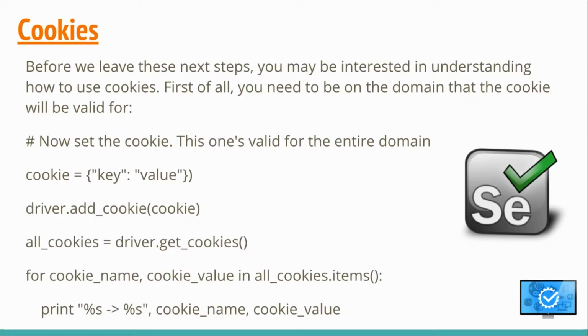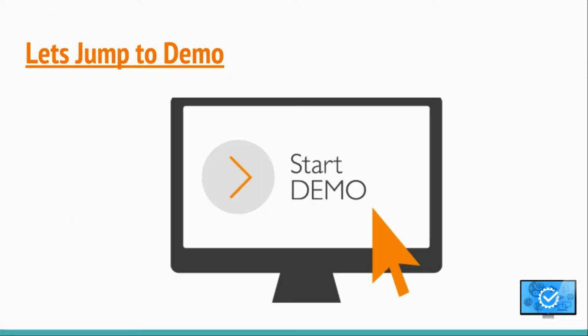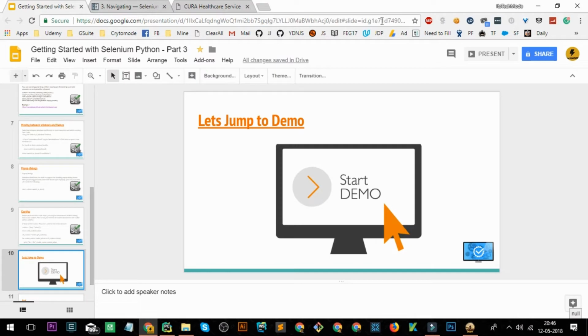Another thing you might want to do is that sometimes you need to access cookies. So if you want to add a cookie or probably delete a cookie, you can just directly use driver.add_cookie, and a cookie is basically a key value pair. You can get all the cookies by using the get_cookies method, and you can print it out or do whatever you want with it. So let's jump to the demo part.